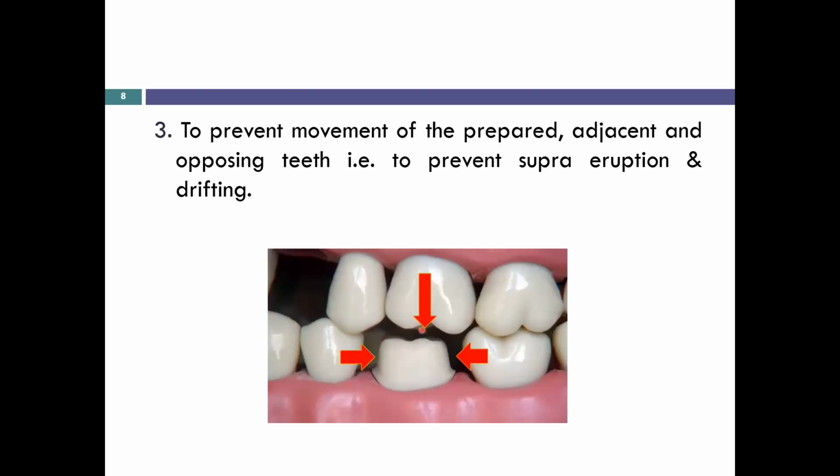Third, to prevent the movement of prepared, adjacent and opposing teeth, that is, to prevent supra-eruption and drifting. So after preparation, there will be space. According to the natural phenomenon of teeth, it is required to close that space. So there is supra-eruption of the opposing teeth. When there is supra-eruption, there will also be space in the adjacent teeth, so there will be drifting of adjacent teeth. So with temporary crowns, we can prevent the drifting and supra-eruption.